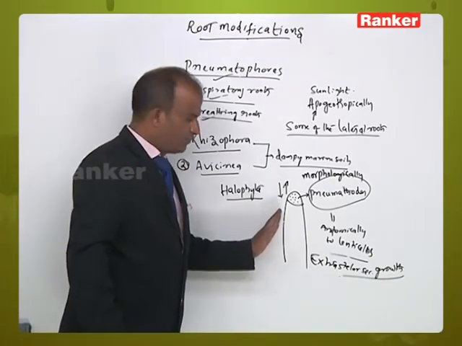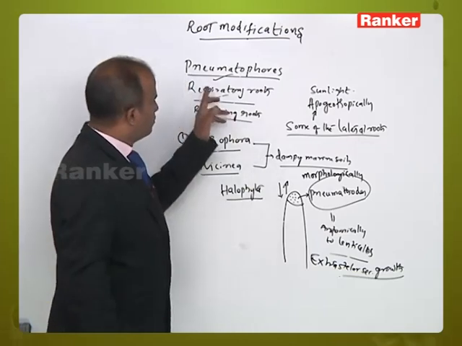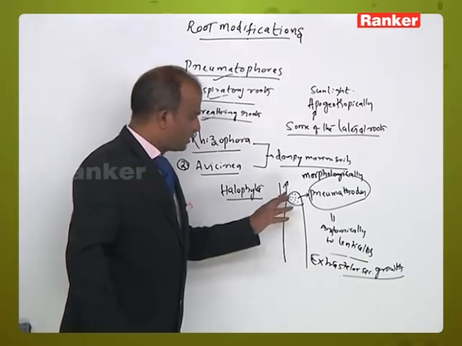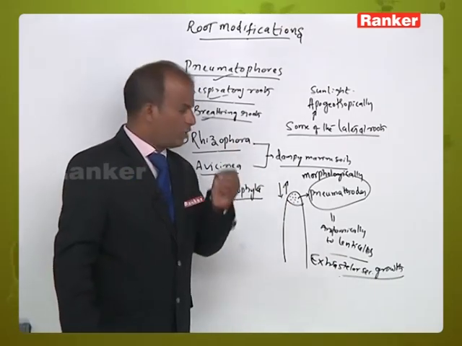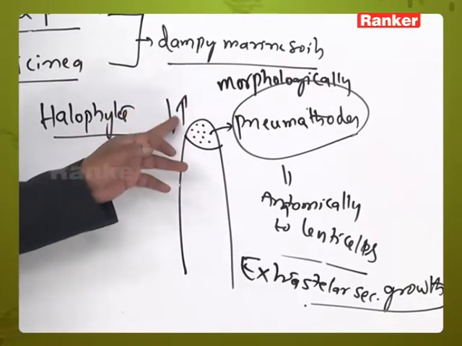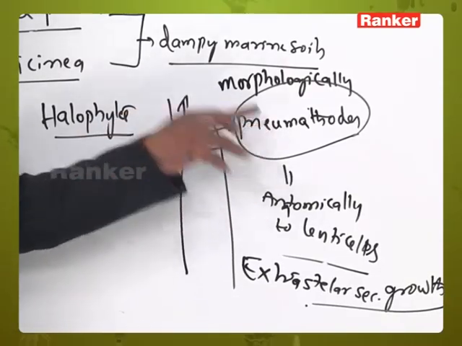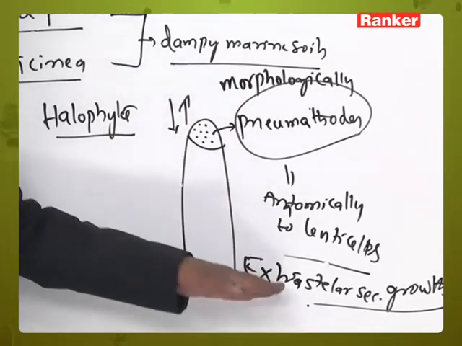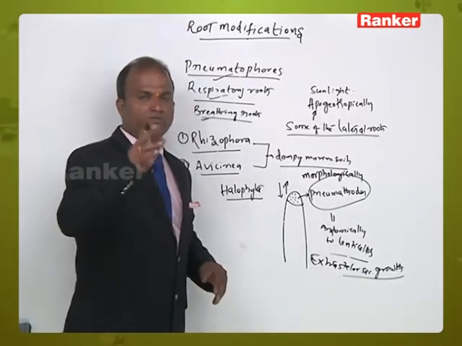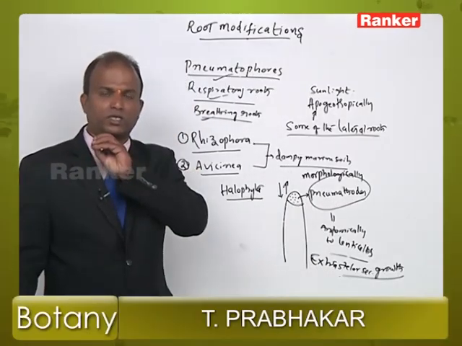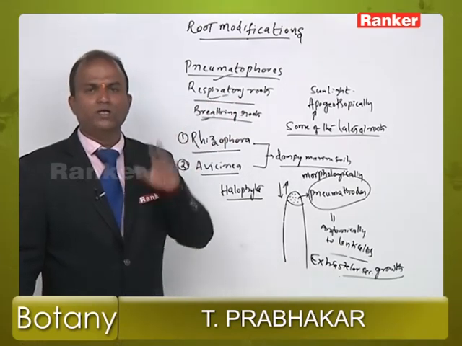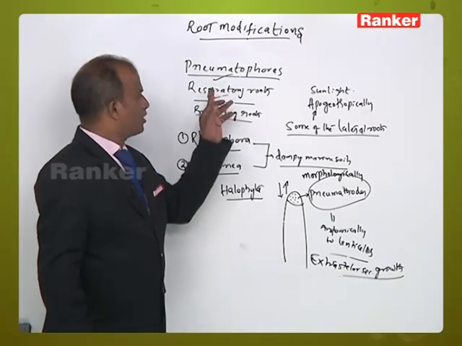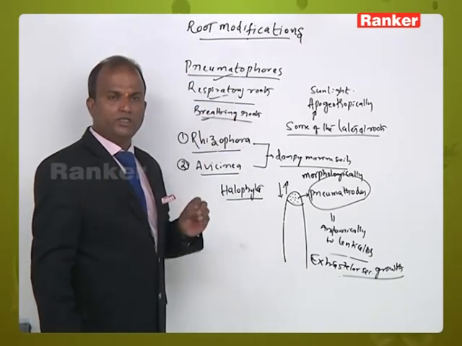Some of the lateral roots which grow apogeotropically are nothing but nematophores, or respiratory roots, or breathing roots. Towards the apex of these nematophores, small apical openings are present which help in gaseous exchange, that is nothing but nematodes. Morphologically nematodes are anatomically equal to lenticels. In this, extrastellar secondary growth is present, but there is no intrastellar secondary growth. It shows only extrastellar secondary growth. This is about nematophores, or respiratory roots, or breathing roots.